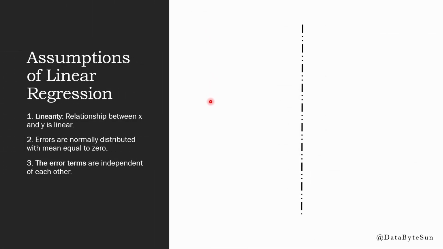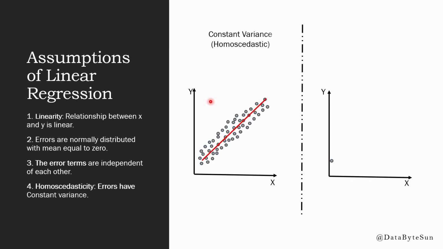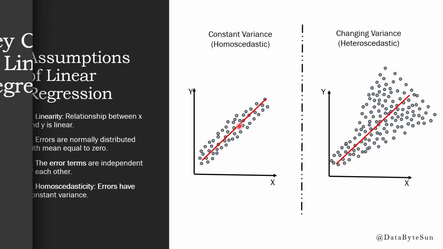Finally, assumption number 4, homoscedasticity. This means our errors should have a constant spread or variance. If the spread of errors changes, like in the second plot, it's called heteroscedasticity. Ideally, we want a consistent spread like in the first plot to ensure a repeatable model.